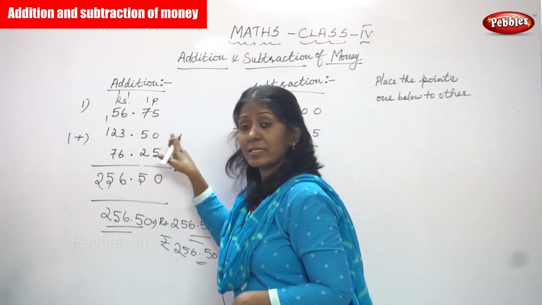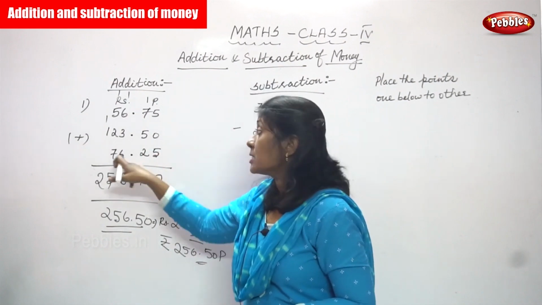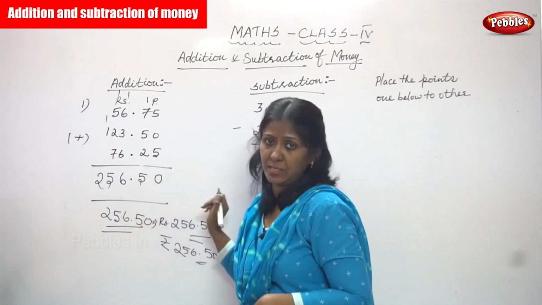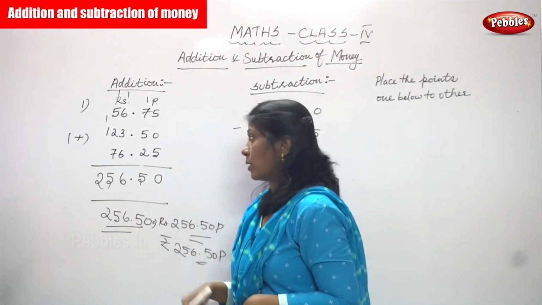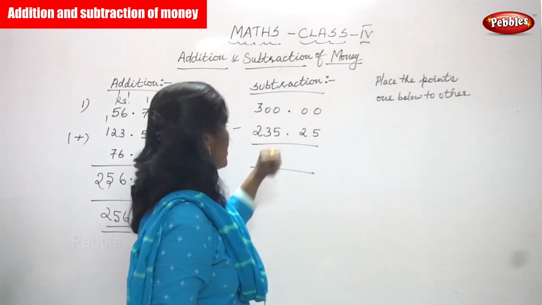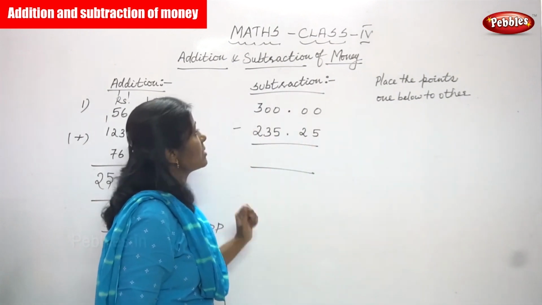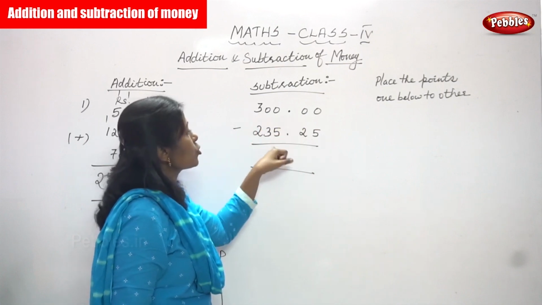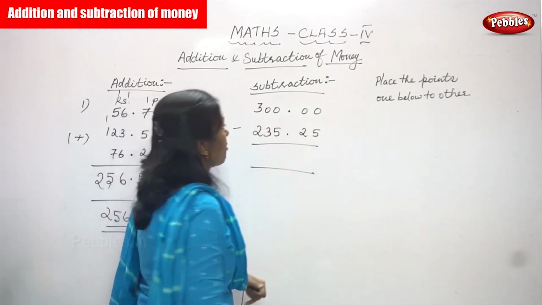123.50. So you have to say 50 means 50 paise. So 76.25 is 76 rupees 25 paise. That is what we have to say. Okay. The next one is subtraction. So in subtraction, the number given is 300 rupees minus 235 rupees 25 paise.